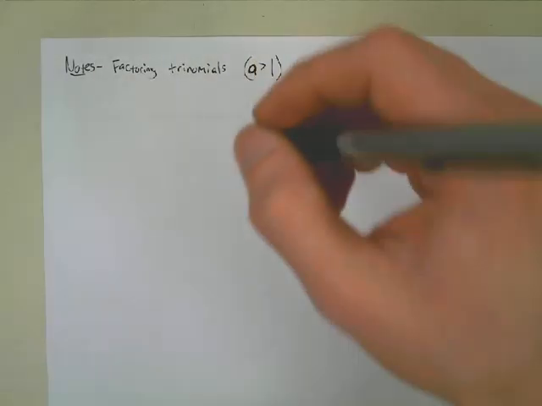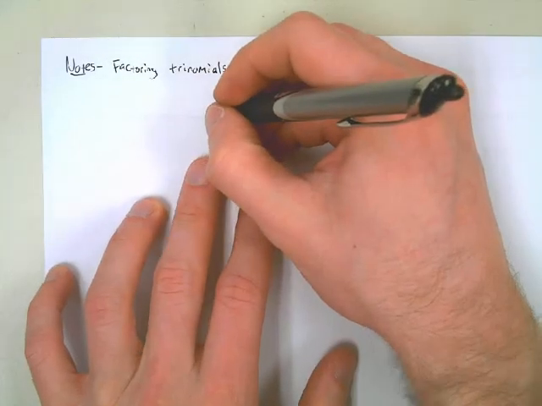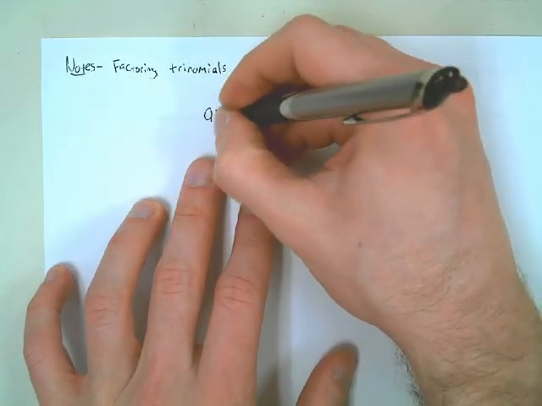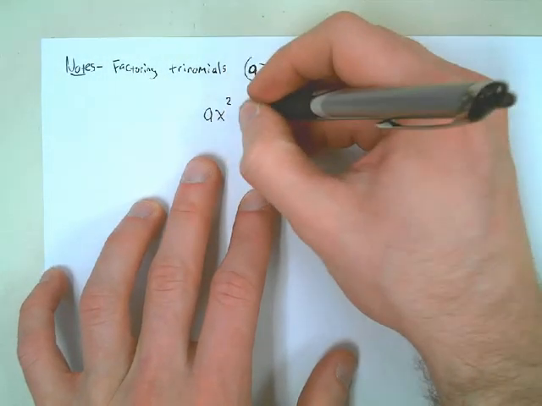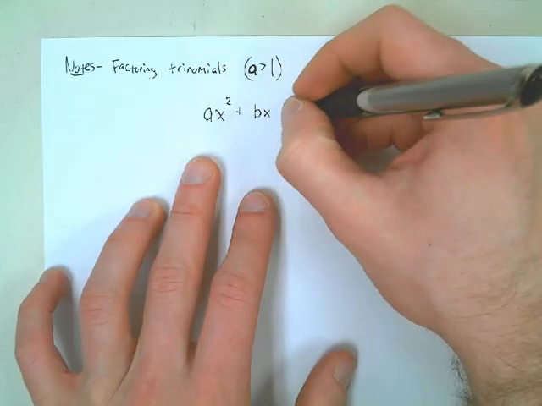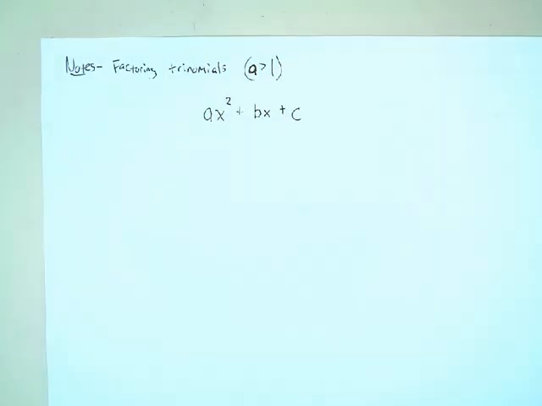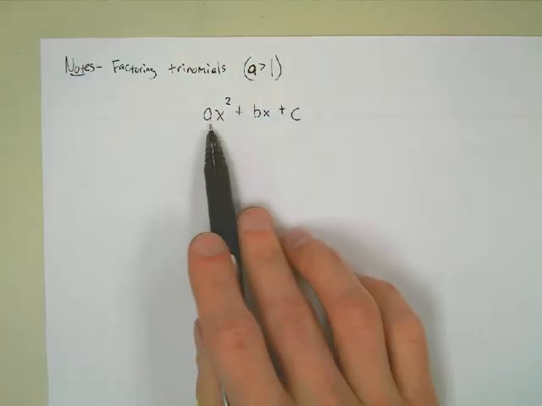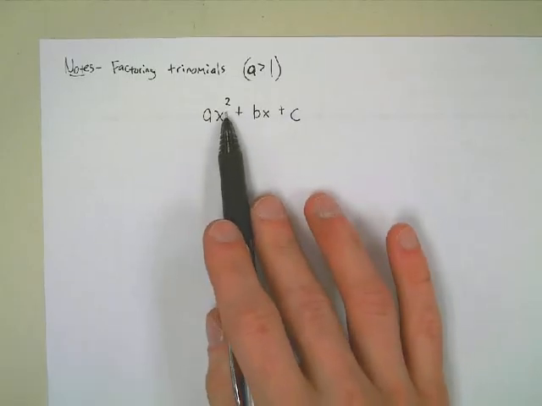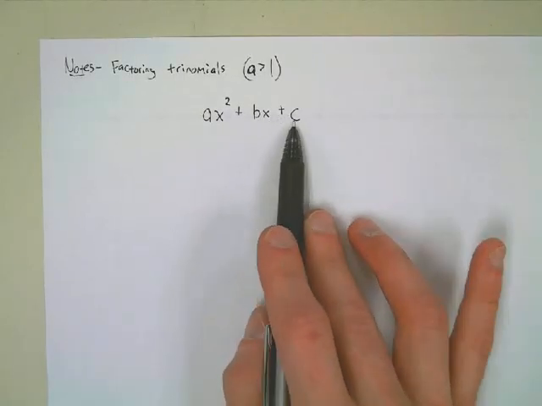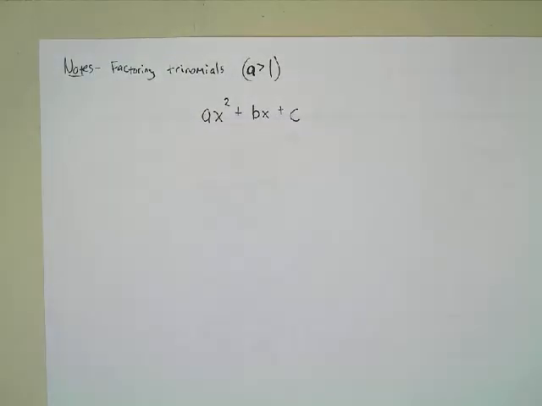What I mean by that is trinomials can be written very generally as ax squared plus bx plus c. We have a number a in front of the x squared, a number b in front of the x, and a number c that doesn't have an x with it. That makes what we would call a trinomial.